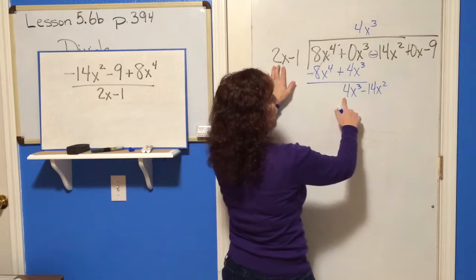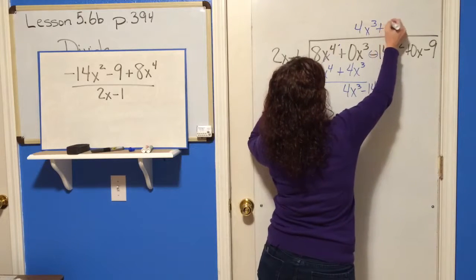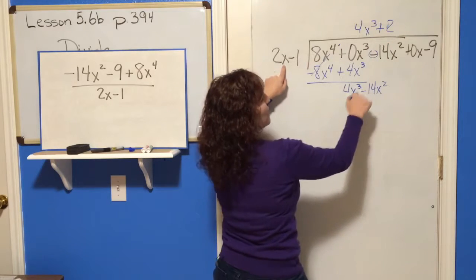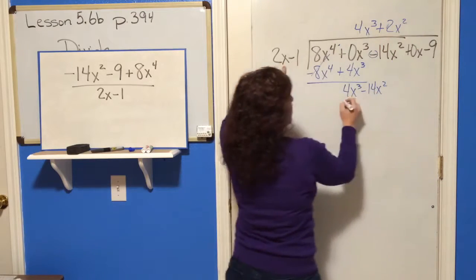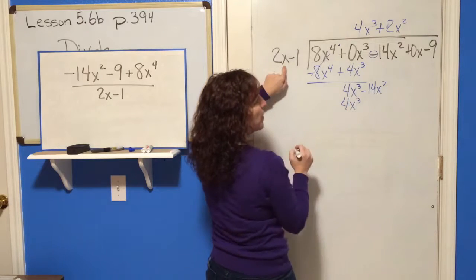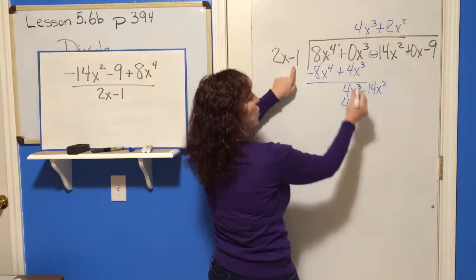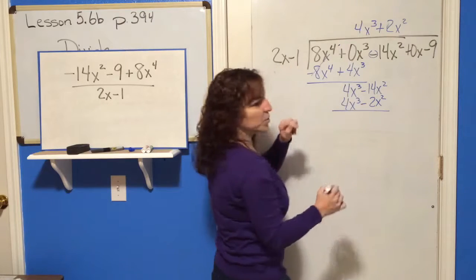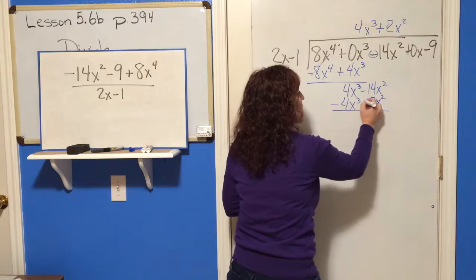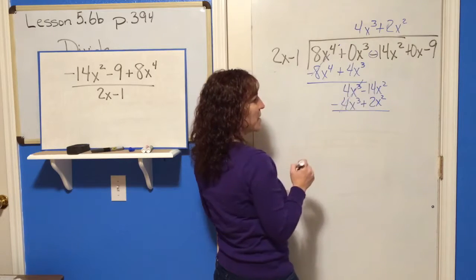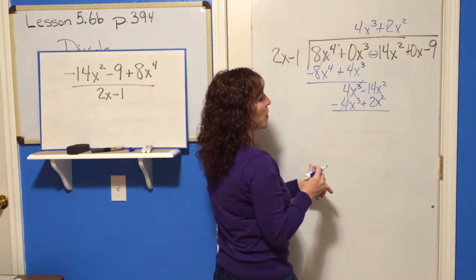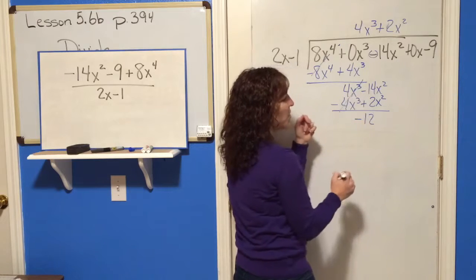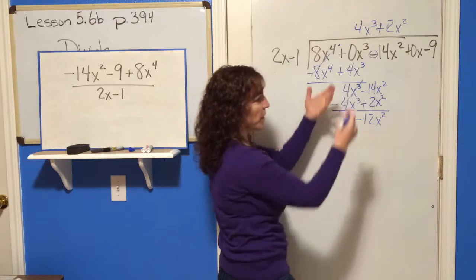2x, 2 times 2 is 4, and it's positive, so put a plus in between. X times x squared gives you 4x cubed. And then 2x squared times a negative 1 is a negative 2x squared. Subtract, so change all of your signs. This one becomes negative, this one becomes positive, and this drops out. Negative 14x squared plus 2x squared, the signs are different, so you subtract. 14 was bigger, so it's negative. Don't lose your x squared. Bring down.